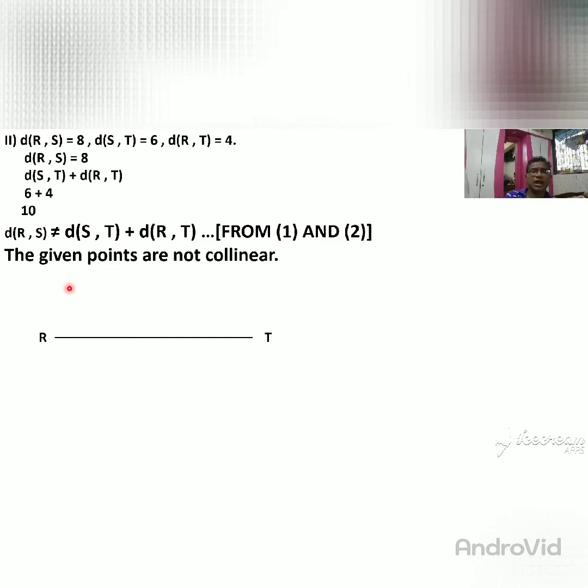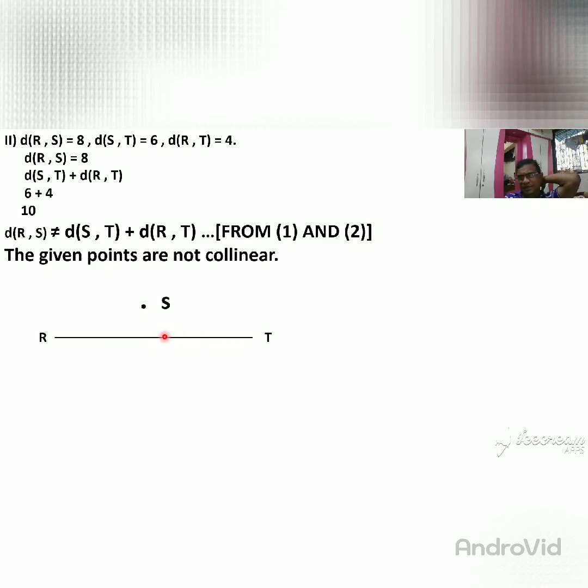They are showing this is R, T, then S. But see, these S points are showing where they are, not on a line. So if S is not on the line, it means that R, S and T are non-collinear. When they are collinear, if R is here, S is here and T is here, then it is collinear. But S is not on the line, so it is non-collinear.